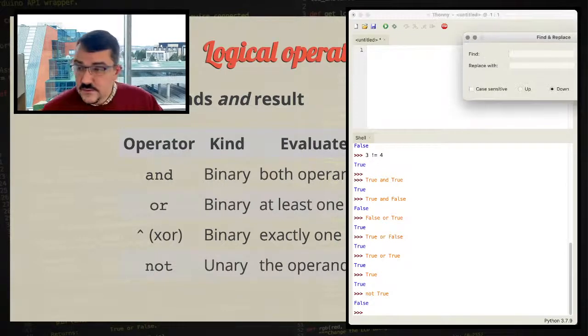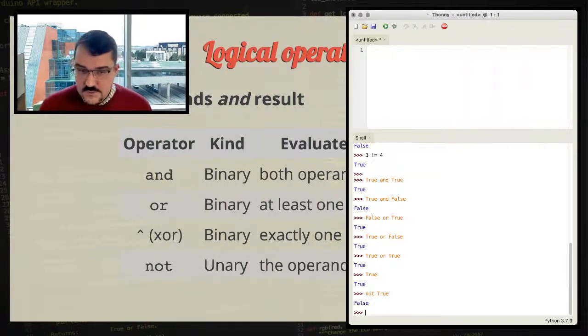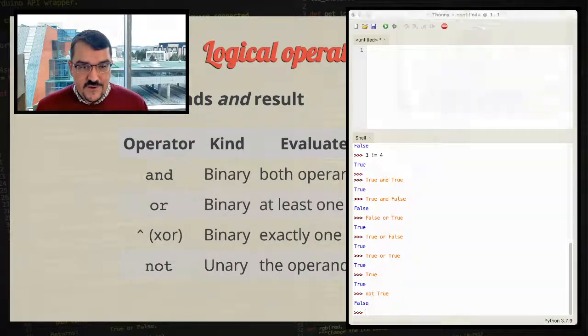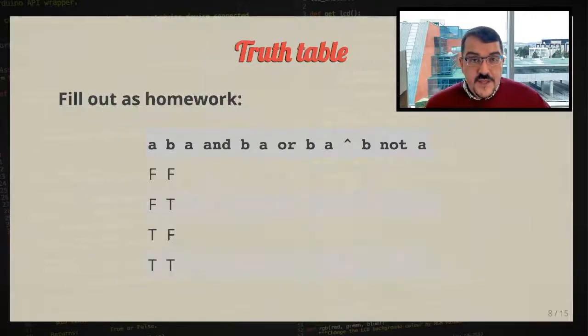Oops, I meant to press F3 over here, not over there. Okay, so this is the little bit of homework that I'd like you to do to fill out this truth table. If A is false and B is false, what is A and B? What is A or B? What is A exclusive or B? And what is not A? So those are logical operations. We're going to be using logical operations a lot in the course.